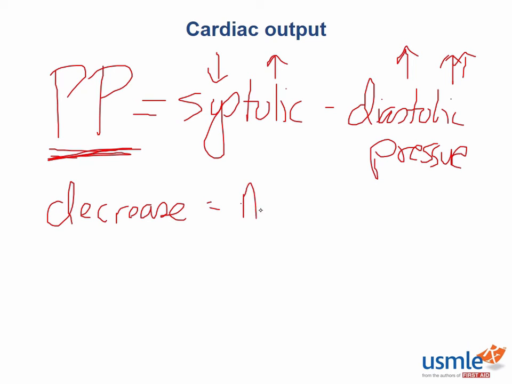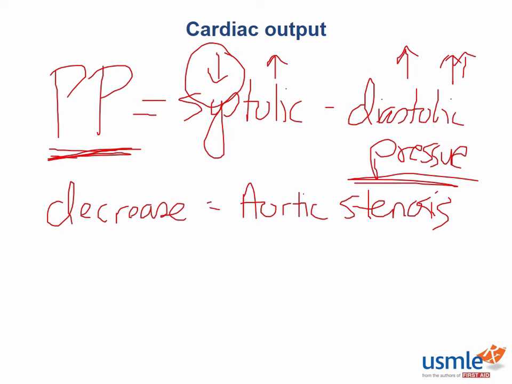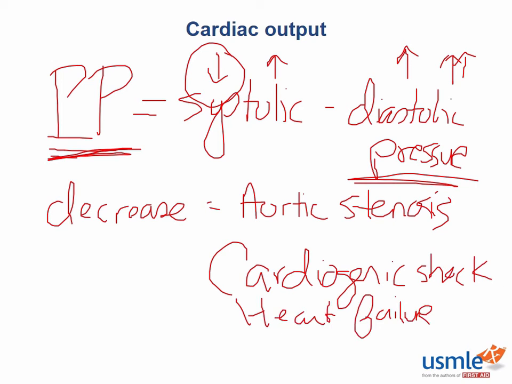So aortic stenosis is a common cause of decreased pulse pressure. And we see this because the stenotic aortic valve decreases the amount of ejected blood, so our systolic pressure essentially goes down, while our diastolic pressure stays about the same, so we see a decreased pulse pressure. We can also see this decreased pulse pressure in cardiogenic shock, as well as heart failure.